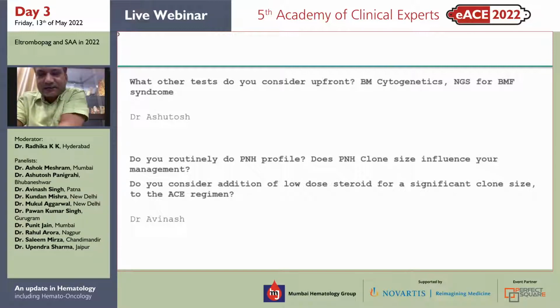Yes. So I do routinely do the PNH profile, and this has some significance. One, when it's positive, it gives me some confidence that I'm dealing with acquired aplastic anemia. Second, in most of the patients I have seen, the clone size is very low, around 9%, 10% like that. Very rarely does classical acquired aplastic anemia have a significant clone size of 50-60%.